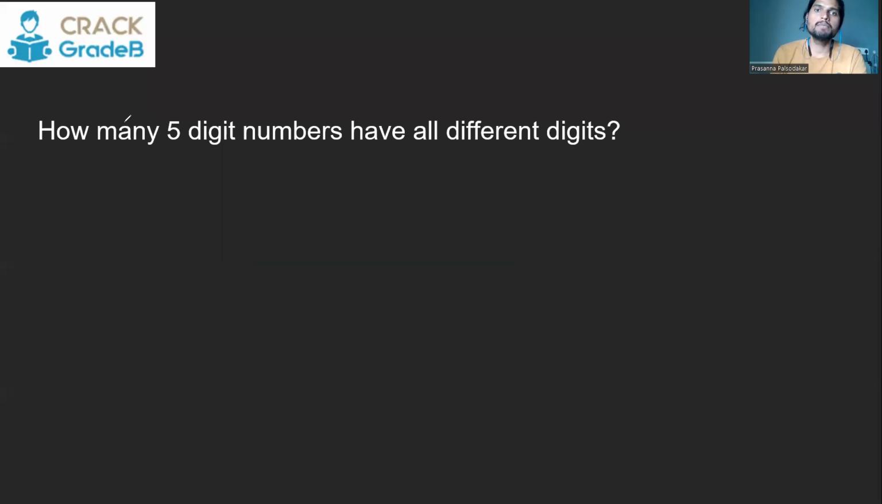How many 5-digit numbers have all different digits? So now what we have is 1, 2, 3, 4, 5, 5 places, but this time repetition is not allowed because it says so. They have to have all different digits. You cannot say now that a number is 2, 3, 4, 2, 1. This is not allowed because 2 is appearing twice. Once 2 appeared somewhere, it cannot appear again. This is what you have to keep in mind.